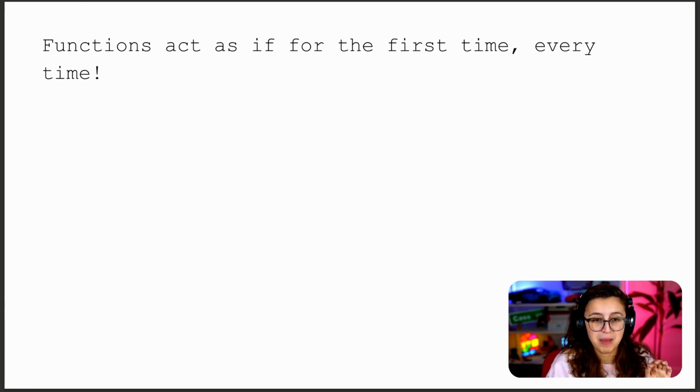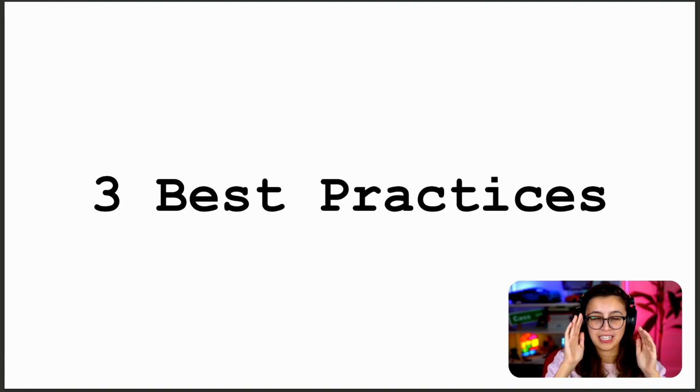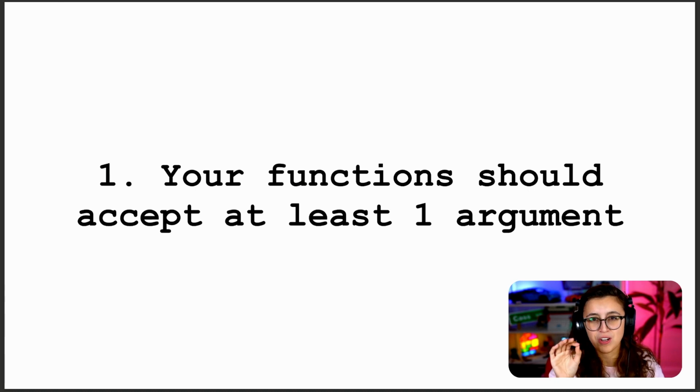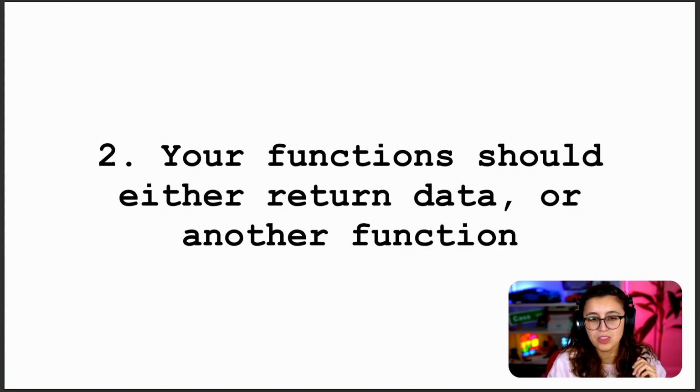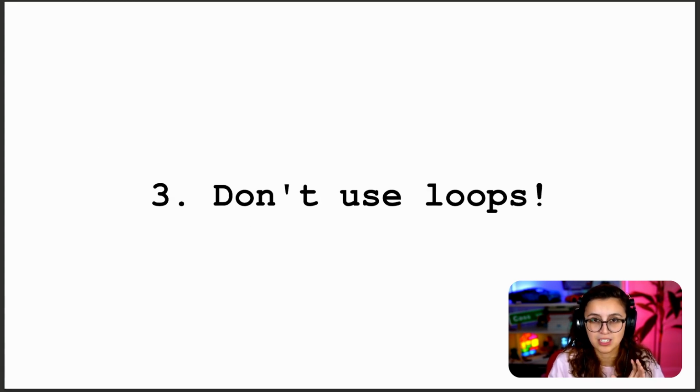There are three best practices, I would say, for writing functional programming functions. First of all, your function should probably accept at least one argument. It should take in some kind of property, some kind of variable, whatever you want to call it. Your function should either return data or another function. It could return both, but it should return one or the other. And then finally, the most important, don't use loops. Recursion is actually a really big thing in functional programming, but loops, no, you don't use them at all.